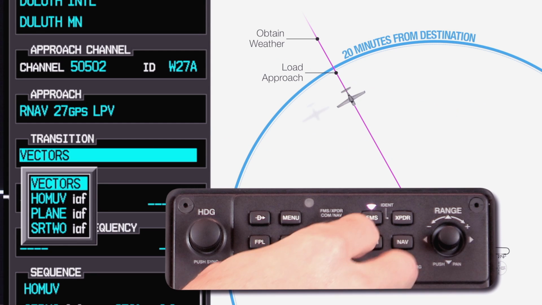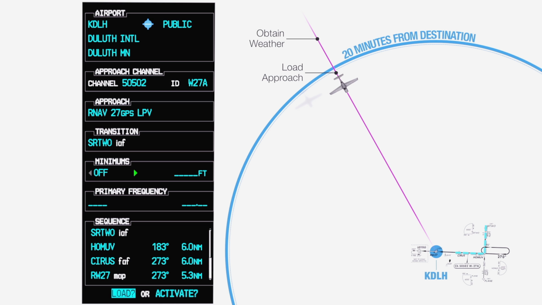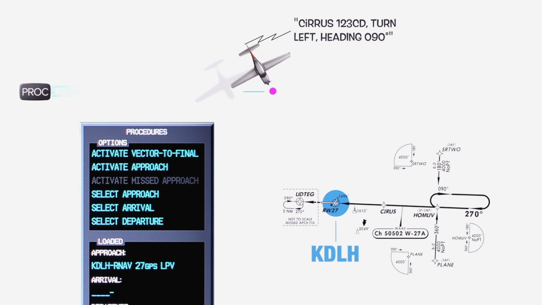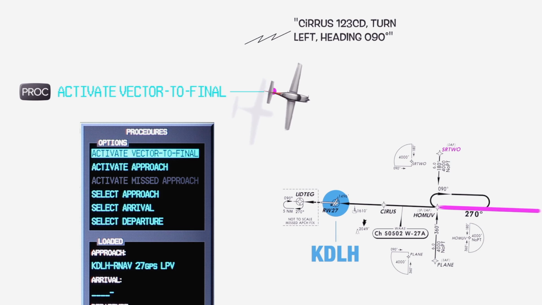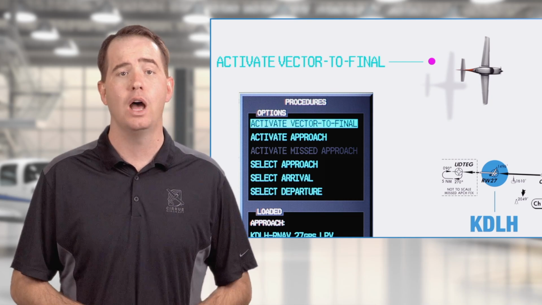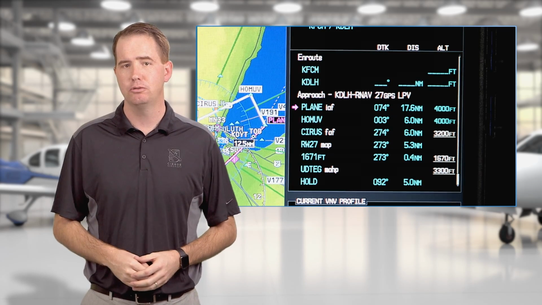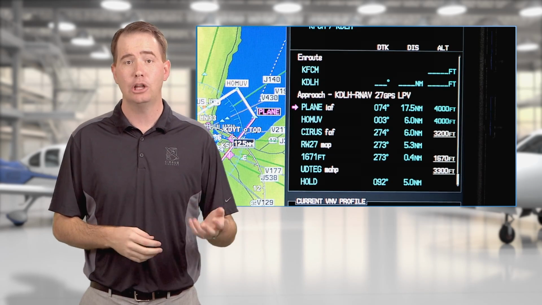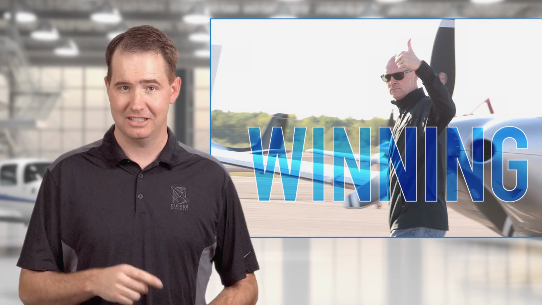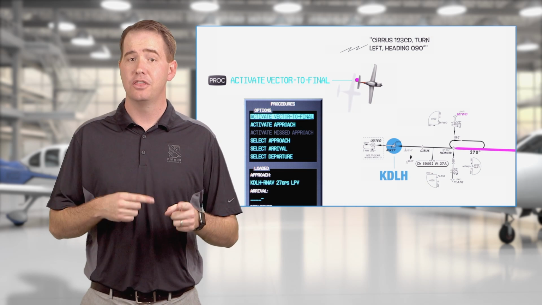The secret here is load the approach using the transition that makes the most sense, even if you expect radar vectors. Why, might you ask? Well, you can activate vectors to final from any approach, regardless of how you loaded it. So think of it as your twofer, your two for one. If ATC sends you to any fix along that transition route that you've loaded, well, you've already got it loaded. So in pilot jargon, we call that a win. Winning! Yes.